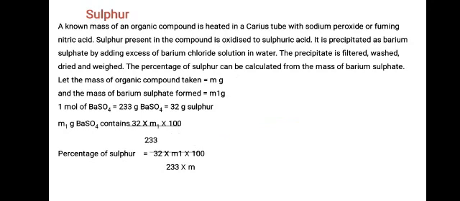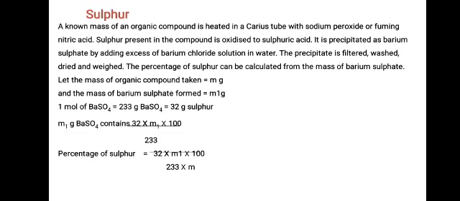halogens. And similarly in the case of sulfur, the same thing will happen. The organic compound is heated in a Carius tube, and here sodium peroxide or fuming nitric acid will be taken. So sulfur present in the compound will get oxidized to sulfuric acid, and it will be precipitated as barium sulfate when barium chloride is added. Okay, when barium chloride is added, barium sulfate will be formed, and this precipitate is filtered, washed, dried and weighed. So the percentage of sulfur will be calculated from the mass of the barium sulfate simply.